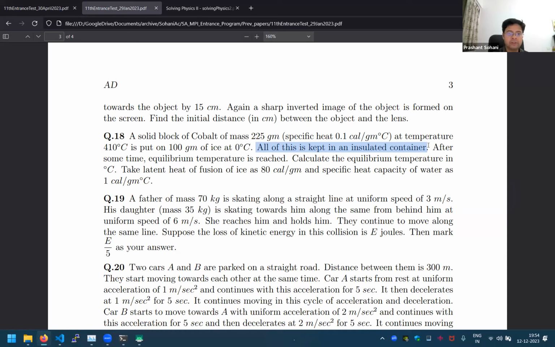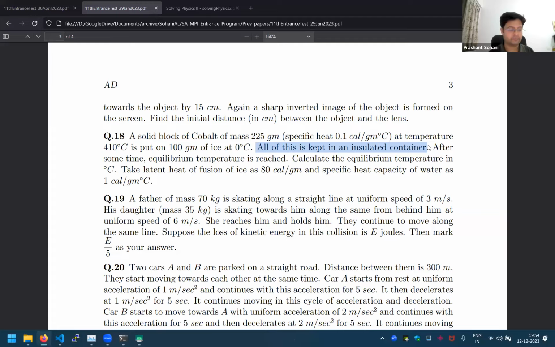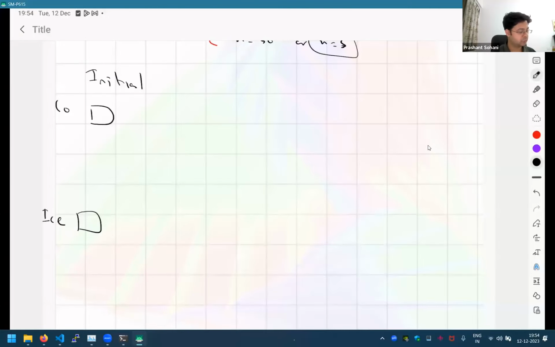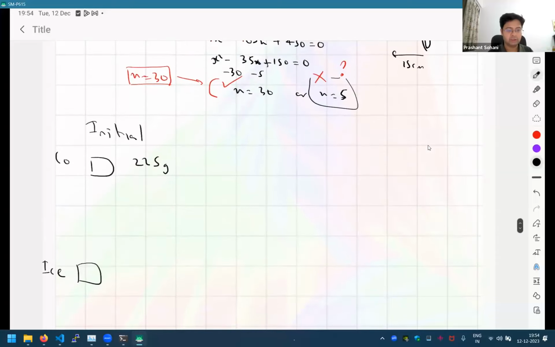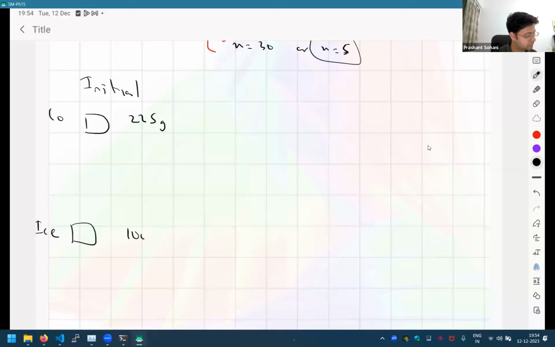So as such, I think this kind of question can be easily solved in just one equation, because what if I just denote this by a diagram, like an initial diagram. So what is the initial state, that we have the cobalt block, and you are given the ice, right? Ice. So you are given the masses of both of them. This is 225 gram, and how much is this given to me? 100 gram. You are given the temperature of this, 410 degrees Celsius, and this is given 0 degrees. So this is the initial diagram.